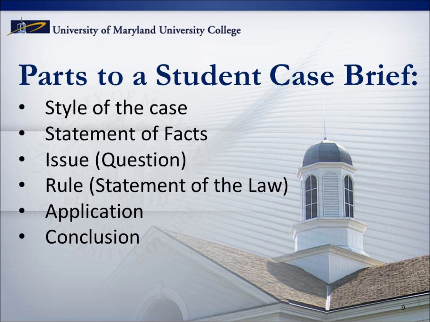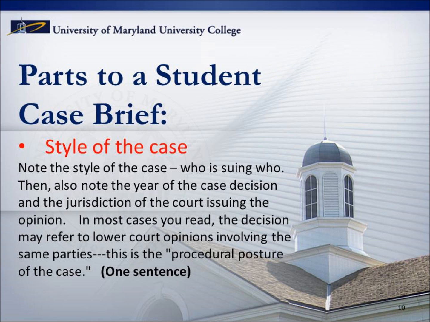Then comes the statement of facts. That's where you summarize the facts for the reader of how the case progressed and the important background information. Then you're going to identify the issue, the question before the court, and then you're going to identify the rule of law, the statement of law that the court identifies. Usually they identify it by looking at a statute or looking at case precedent. Then you're going to apply that rule of law to the set of facts that are before the court and then conclude. So those are the parts of a case brief.